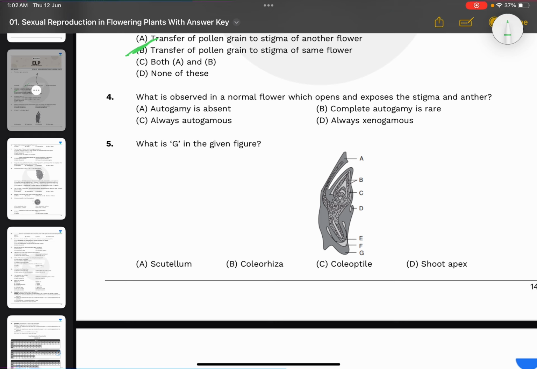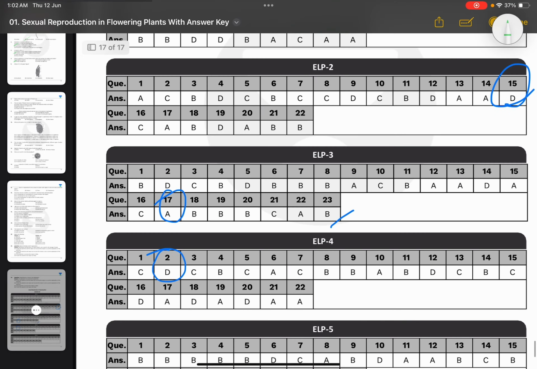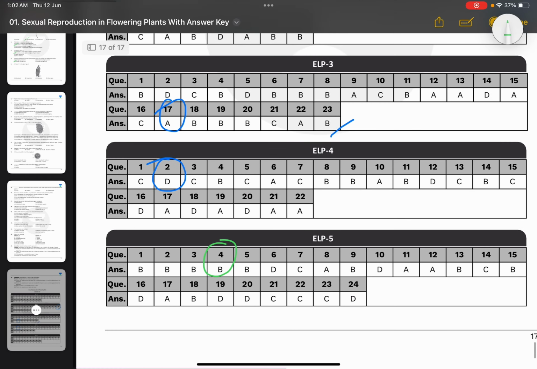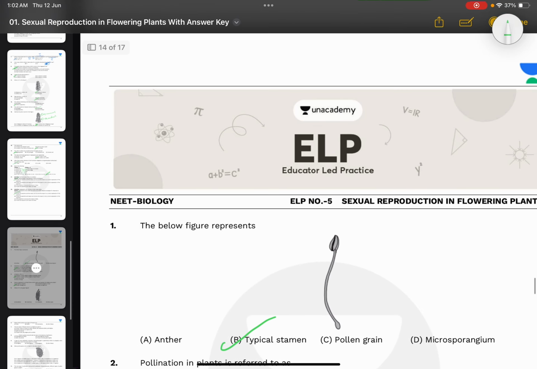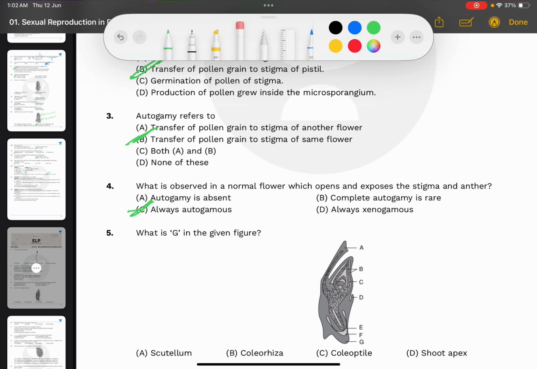Autogamy is present, always autogamous, that is chasmogamous. C, 4 ka C is there. I should check it. 4 ka P, 3 ka P. Complete autogamy is rare. But what about the chasmogamous? They are the exposed stigmas. Stigma and anther, okay. Complete autogamy is rare. Okay, I thought it is the open anther.